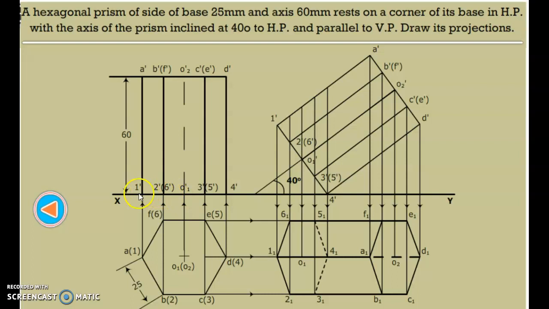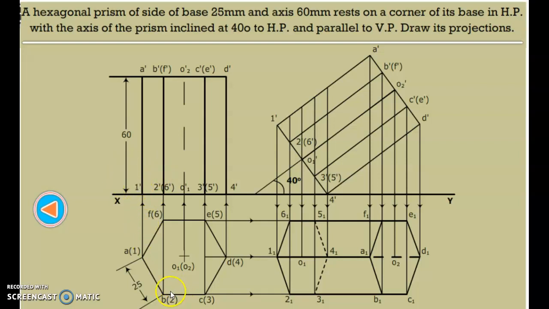This will be your 1 dash. Why we are giving this as a 1 dash? Because it's a front view. Whatever we are going to draw above the reference line is called as the front view. Whatever we are going to draw below the reference line is called as the top view. Okay, so 1 dash is the front view, so we are marking as 1 dash.